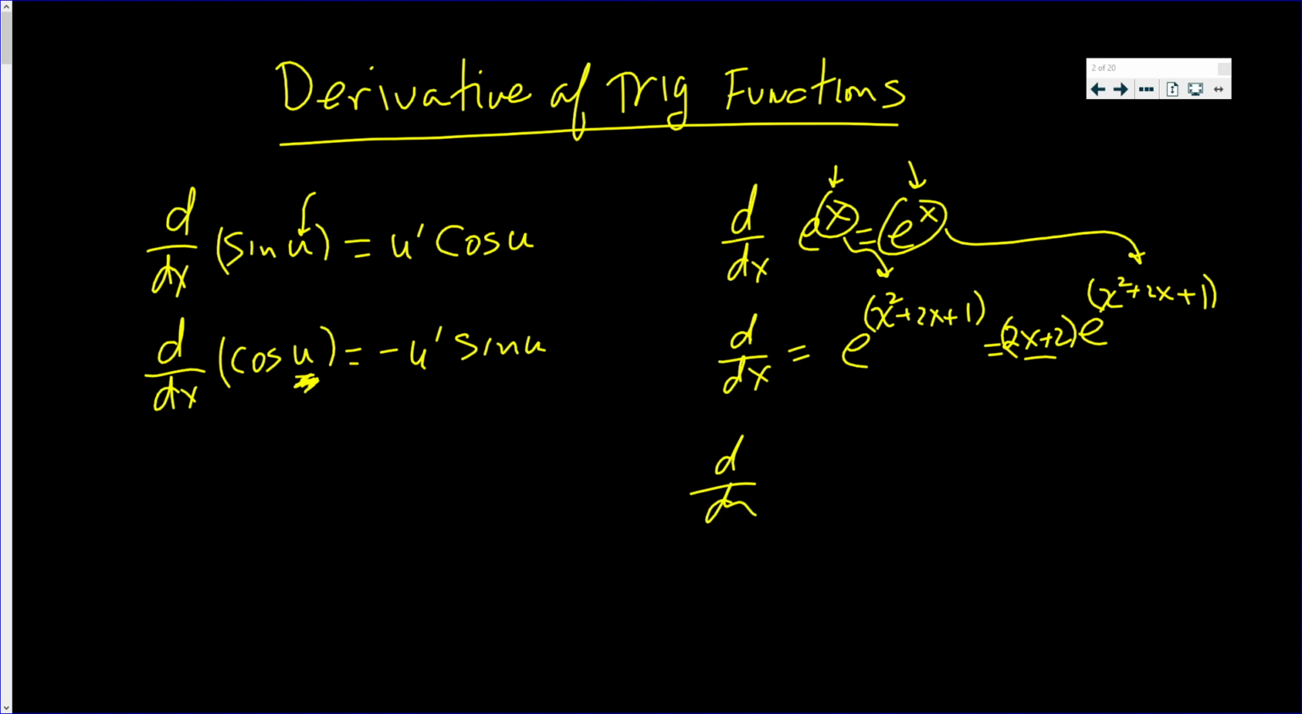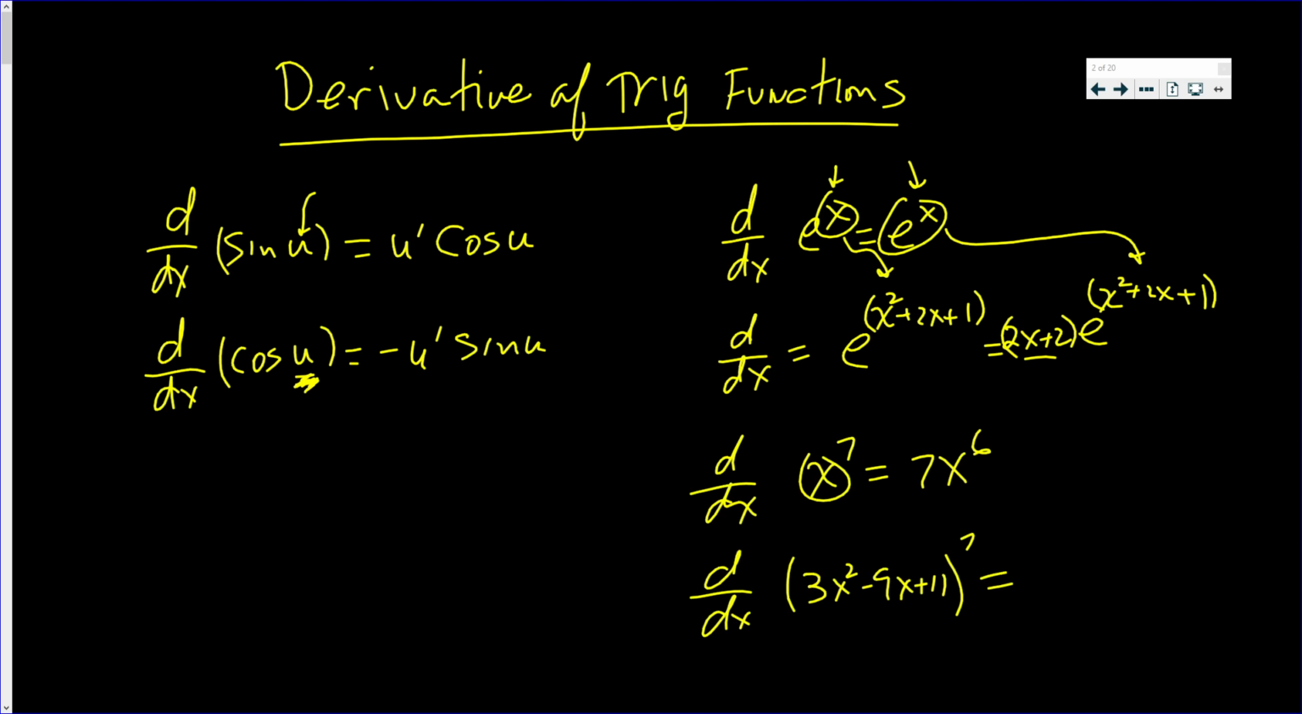We know that the derivative of x to the 7 is 7x to the 6. So I'm going to make x more complicated. I'm going to say x is 3x squared minus 9x plus 11, to the 7th. Well, we get back the same answer. But instead of x, we have this. So we get back 7 times what x is now to the 6th power times the derivative of this, which looks to me like 6x minus 9.